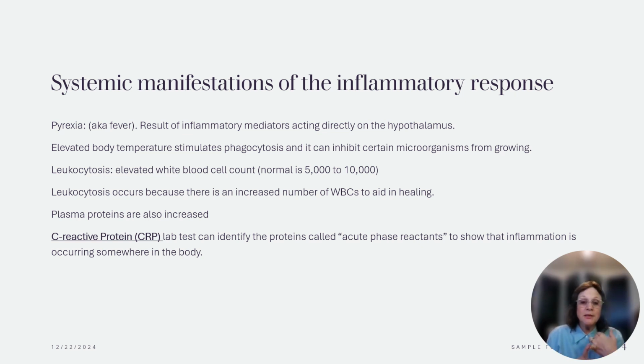We're also going to see an increase in plasma proteins, and there's a few that are specific. There's one known as C-reactive protein, and you'll see this on a lab test as CRP. And that is a test that can help us identify acute phase reactant proteins. These are specific proteins that we see in inflammation, particularly systemic. So if we think there's an inflammatory process going on somewhere in the patient's body, we'll draw their blood and we'll look for this C-reactive protein. And if we see the C-reactive protein elevated, it means that inflammation is happening.